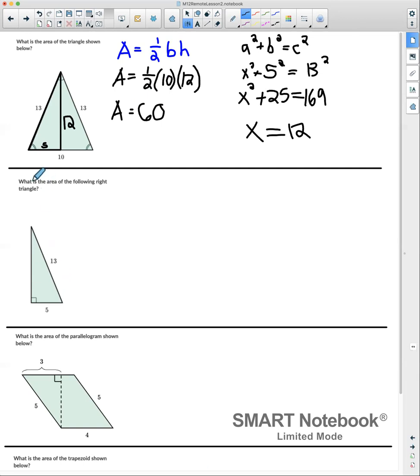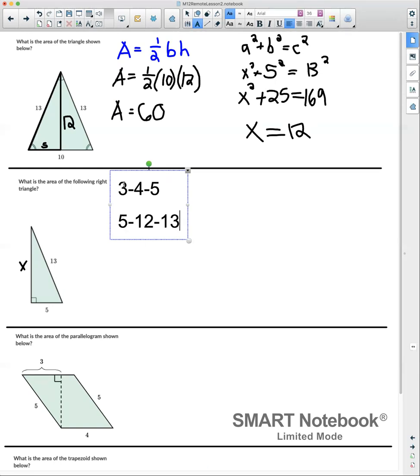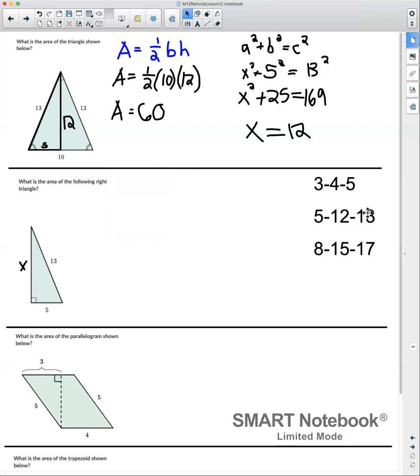All right, next one. What is the area of the following right triangle? So we have the base is 5. The height, we don't know. Hypotenuse is 13. So this is pretty much the same thing as before, right? So we have the Pythagorean triples, which is either 3, 4, 5, or we have 5, 12, and 13, or we have 8, 15, and 17. Those are the most common ones, so you should try to remember those.